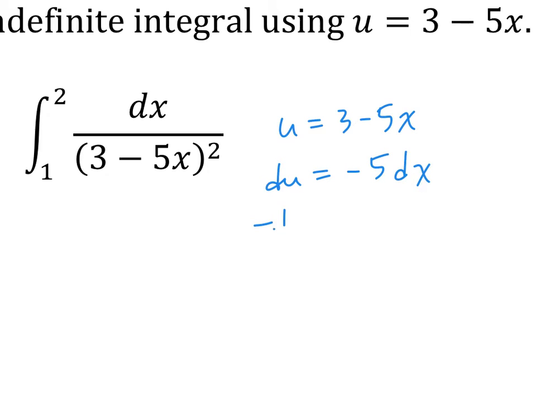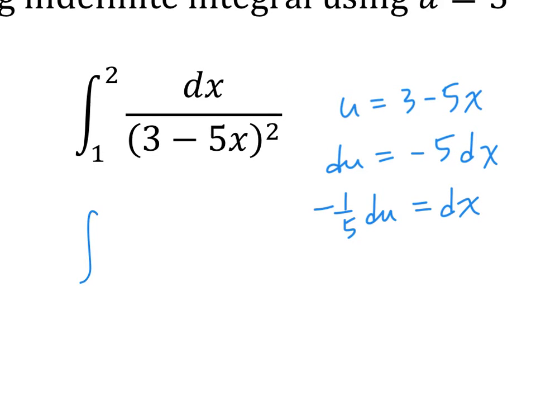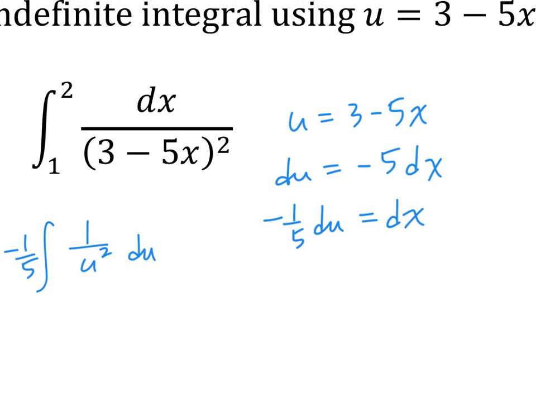So first you divide by 5, so then you get negative 1/5 du is equal to dx, and then you can make a substitution. This is going to be 1 over u squared with a negative 1/5 on the outside and then du. Okay, we're going to have to change those limits from 1 to 2.